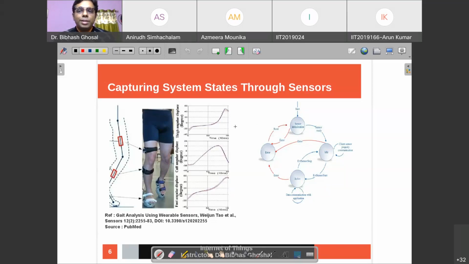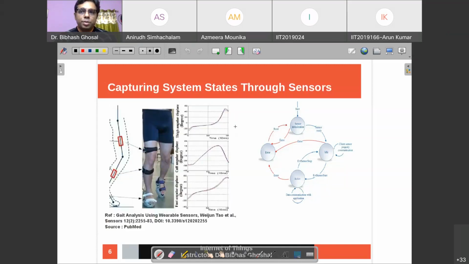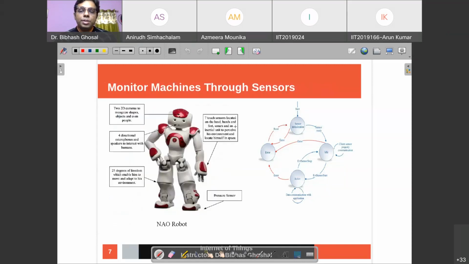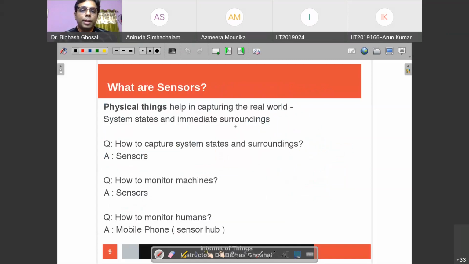And the data that gets collected is finally transferred via neurons to the brain, which processes the data and takes some informed decision. So a very similar model is also followed here, where we have different kinds of sensors that we use for different purposes, for capturing the physical state, for monitoring machines, even for monitoring humans. So we did all that.